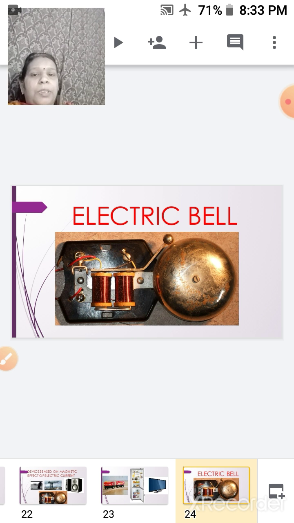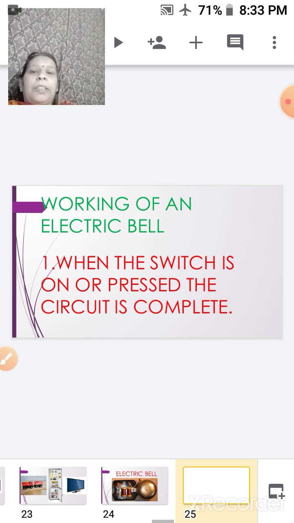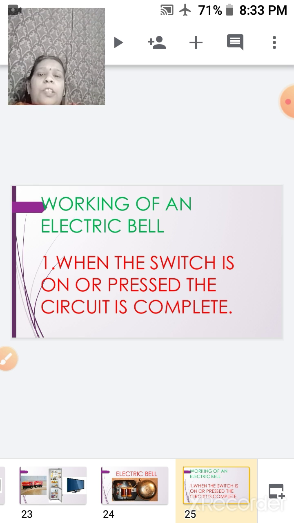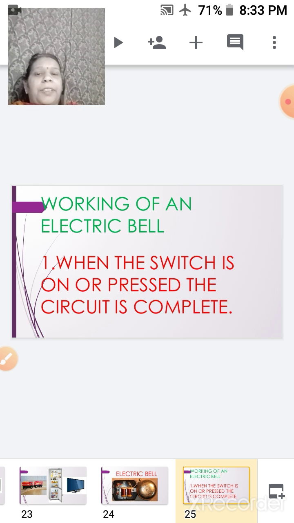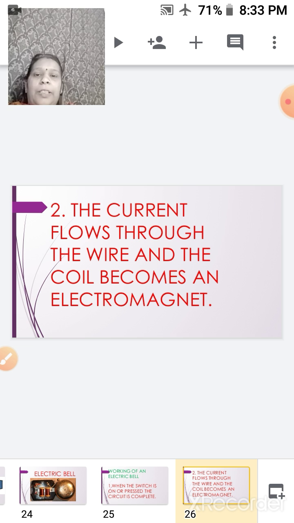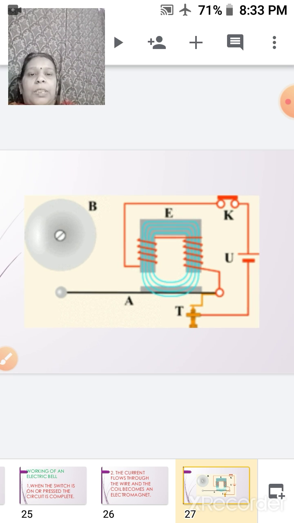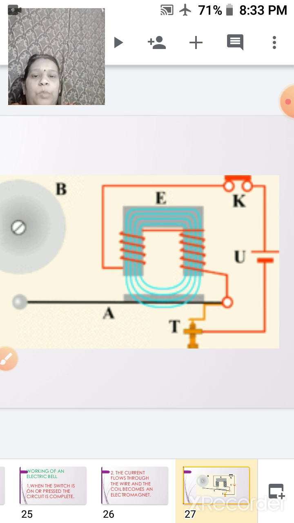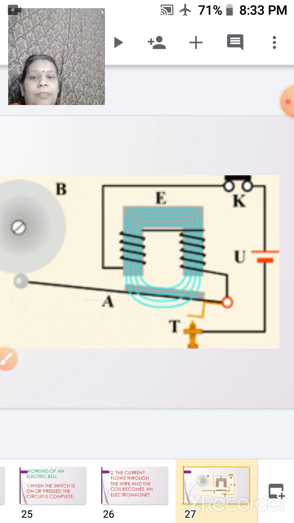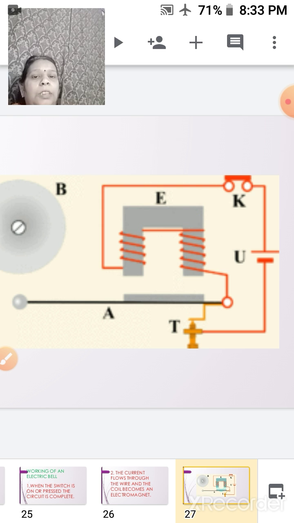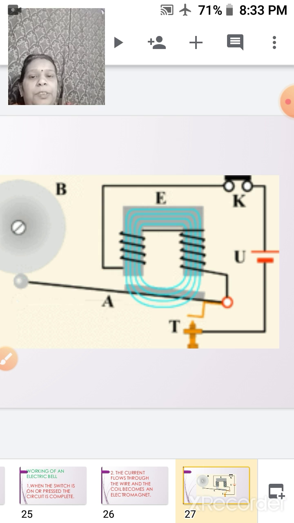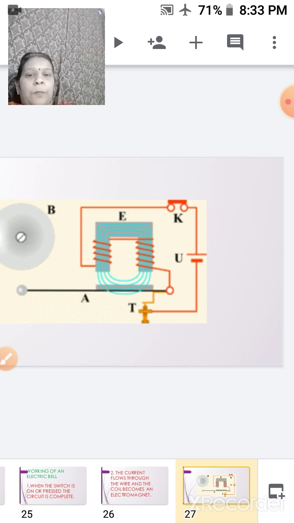Now children, we will see the working of the electric bell once again. When the switch is on or pressed, the circuit is complete. The current flows through the wire and the coil becomes an electromagnet. See how it is working here. This K is the switch, when it is pressed, it comes and hammers the gong, and here you can see these coils of wires get converted into magnets. So this is how it works.